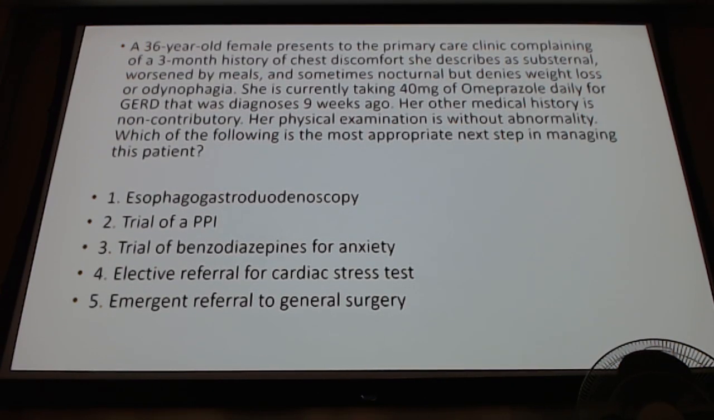All right, so we have a 36-year-old female who presents to the primary care clinic complaining of a 3-month history of chest discomfort. She describes the discomfort as substernal, worsened by meals, sometimes nocturnal, and denies weight loss. She is currently taking 40 mg of omeprazole daily for GERD, which was diagnosed 9 weeks ago. Her medical history is not contributory, and physical exam is without abnormality. Which is probably the most appropriate next step in managing this patient?